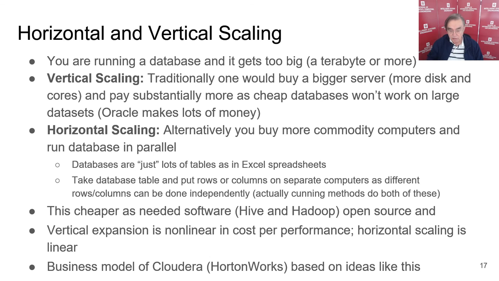So we have these two models. One is the Oracle model. They own everything, and they charge an arm and a leg. Alternatively, you have the open source model, where the software lives freely. And then you have lots of little companies who take that software and sell their services to make it run properly. And this turns out to be much cheaper. There are large factors between the cost of horizontal scaling and the cost of vertical scaling.